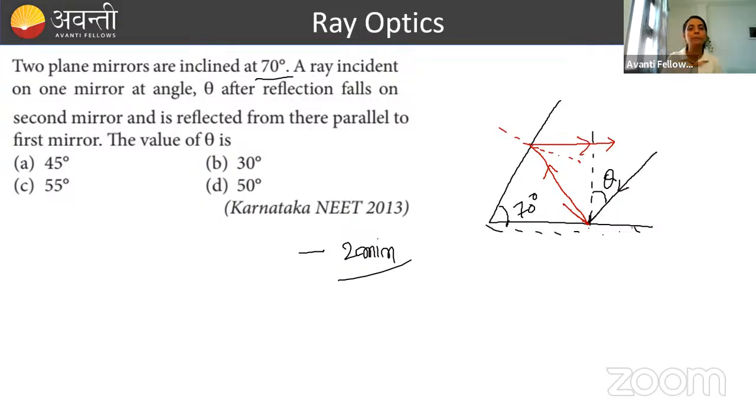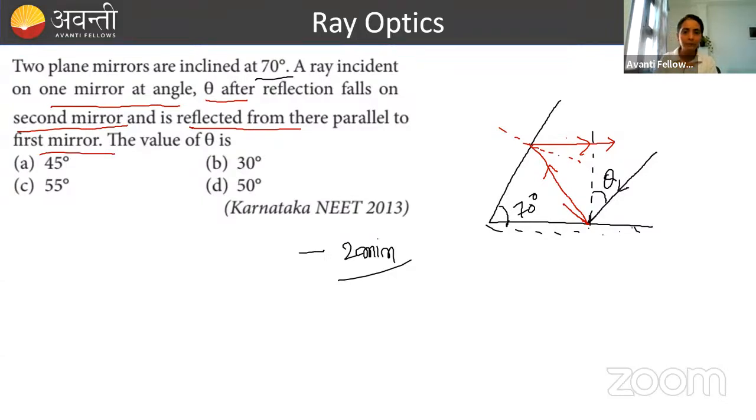Now the only thing you are required to do in this question is to draw this diagram. Then the question is solved, because the question is now only of geometry. Done. So read the question carefully. Two plane mirrors inclined at 70 degrees. A ray incident on one mirror at an angle theta. After reflection it falls on the second mirror and is reflected from there parallel to the first mirror. The value of theta is?